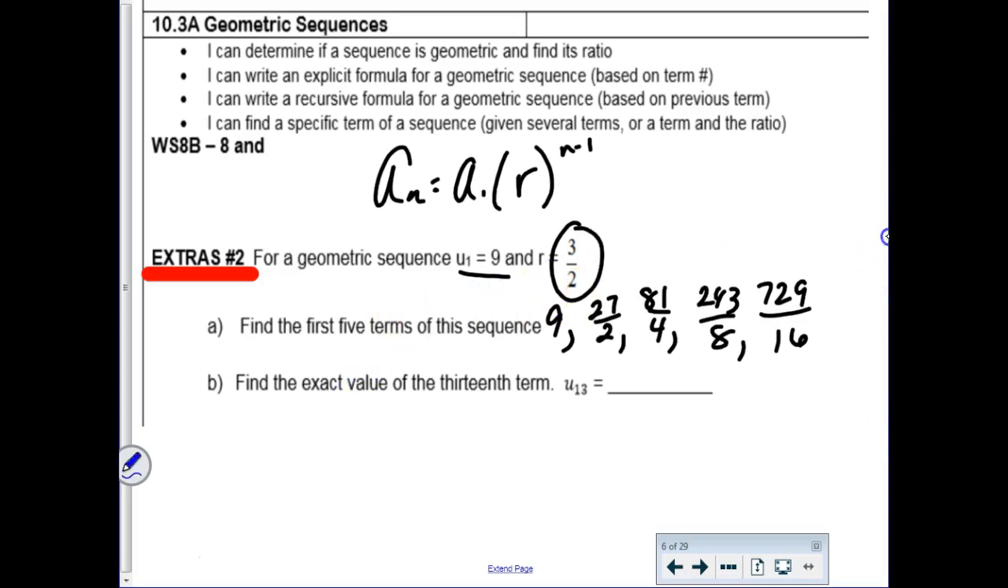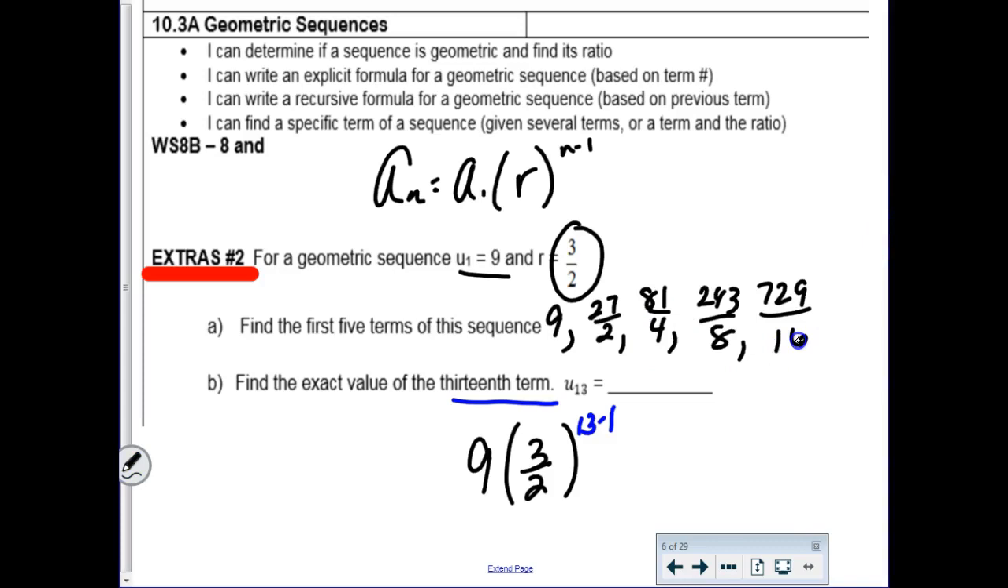So same sequence. They would like the exact value of the 13th term. So I would just use our formula. So the 13th term would be starting at a 9, and then the common ratio was clearly a 3/2 raised to the 13 minus 1 power. Or some of you were going, oh, well, I'm going to make 12 hops. I'm just going to call that a 12. That's fine. Yes, ma'am. What'd I do wrong?